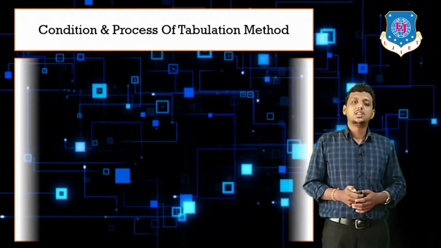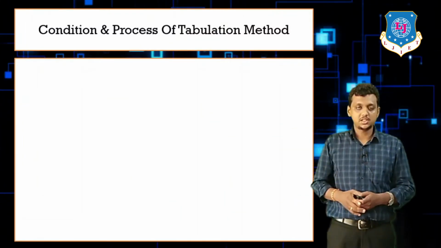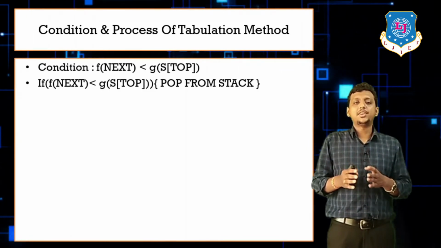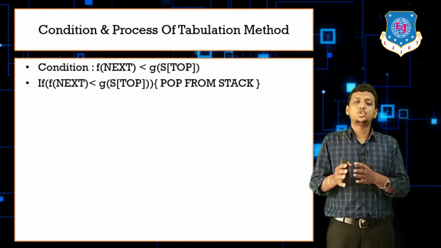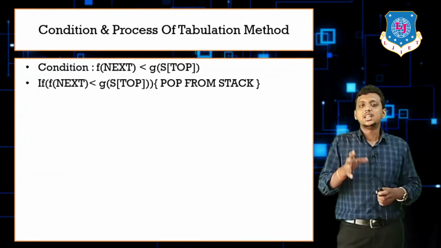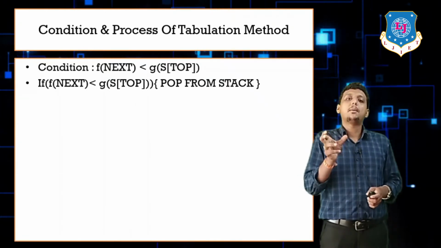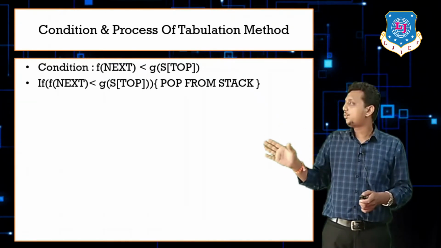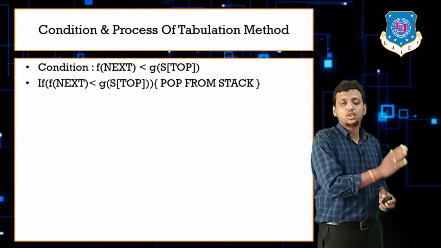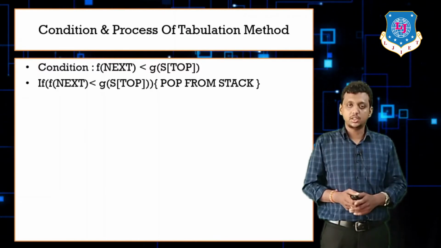So let's begin to understand how we can do this process. Students, the condition to convert an infix expression to postfix using the tabulation method is here. In the without-parenthesized method, the condition is that if f of next is less than or equal to f of s of top, then you should do a pop operation.